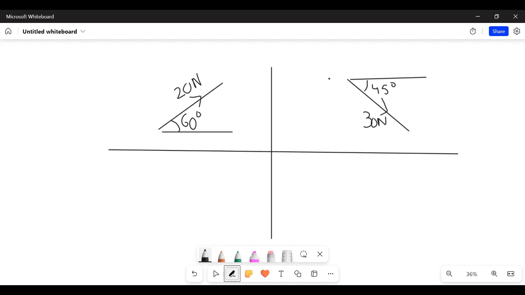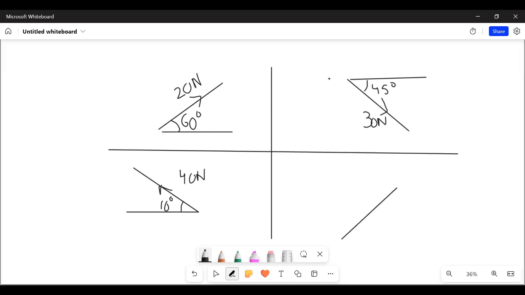Resolve its components. Another one in this direction, making an angle of 10 degrees with the horizontal, and the force is 40 newtons. Then a 50 Newton force acting at a 70 degree angle with the horizontal. Break these forces into vertical and horizontal components, and mark the arrows on the components as well. When you're done, send me the picture.